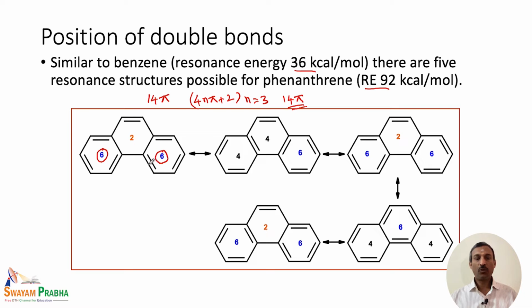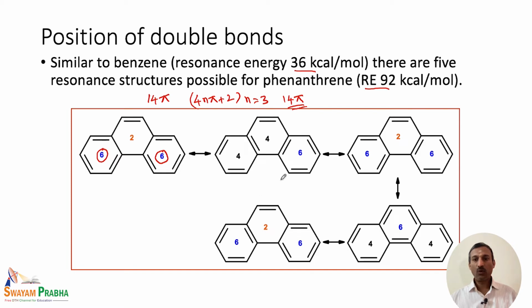It also shows resonance, and various delocalizations of the pi electrons lead to different structures. One structure has 6 pi electrons in 2 benzene rings and the third ring having only 2 electrons. We can also write different structures with 4 electrons each in 2 rings and 6 electrons in only one of the rings. Like that, we can draw various resonance structures for the phenanthrene molecule.